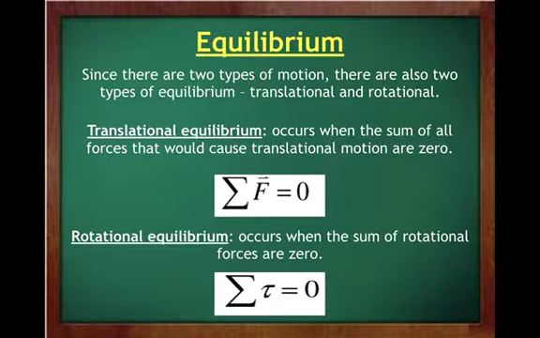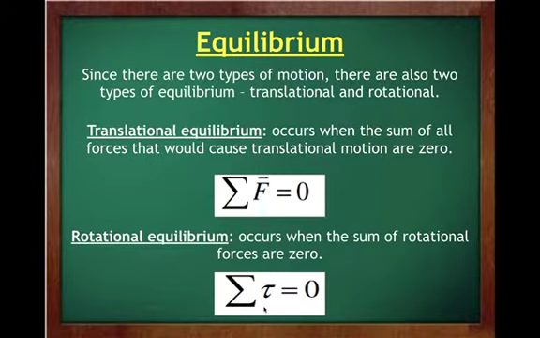So when we talk about equilibrium, since there's now two types of motion, translational motion and rotational motion, we can also talk about two types of equilibrium: translational equilibrium and rotational equilibrium. Translational equilibrium, like I mentioned, is when the sum of all of your forces that would cause translational motion, so motion in a plane, is zero. Then you have equilibrium. Rotational equilibrium occurs when the sum of all the rotational forces are zero, and rotational motion forces were what we used as torque.